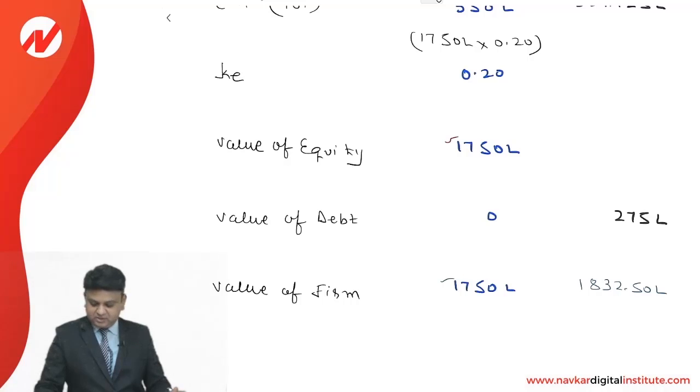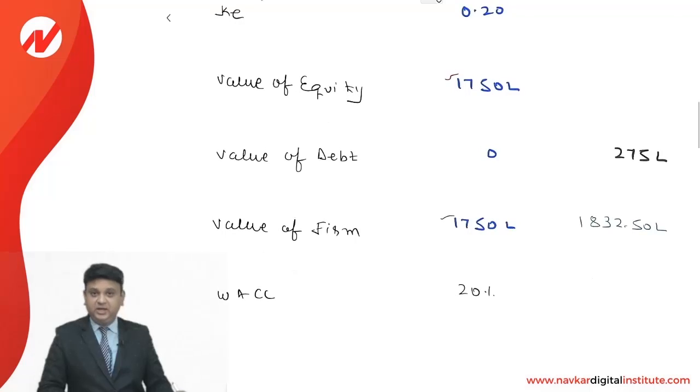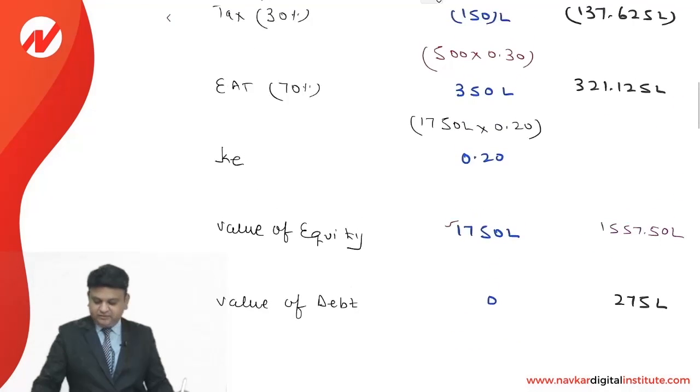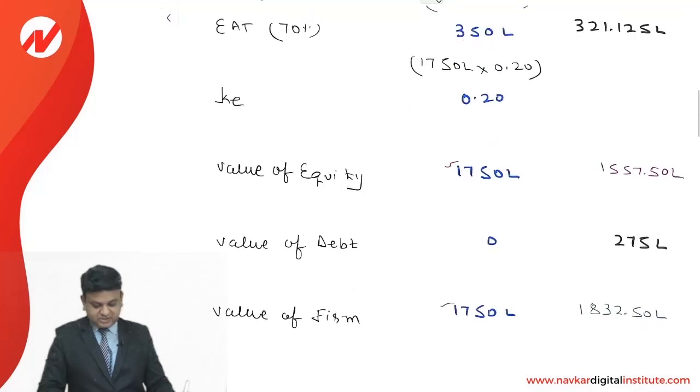1832.5 minus 275, that gives us the value of the equity, 1557.5, and cost of equity will be found as balancing figure: 321.125 divided by 1557.50 into 100 for getting answer in percentage term. So that comes to 20.62%.